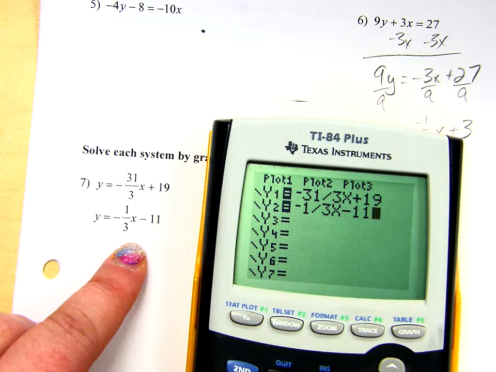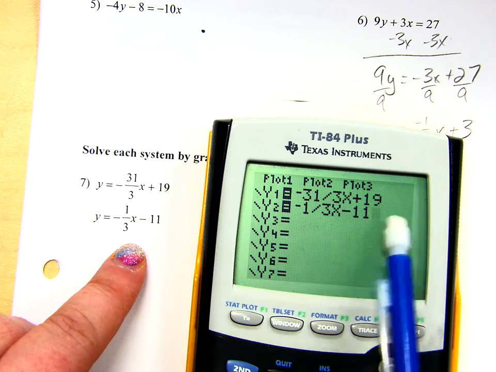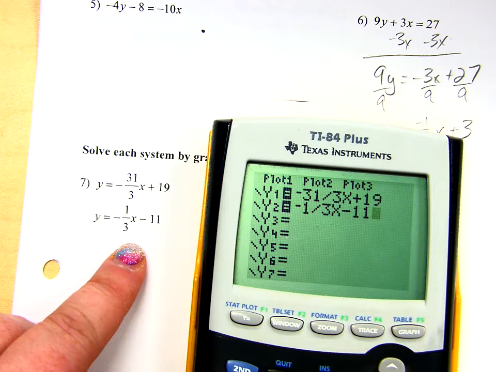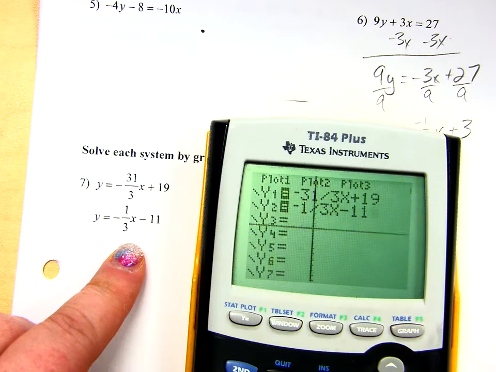So everybody has their two equations entered. Gianna, we're on number 7. The packet from yesterday, yep. So we're just entering those two equations so far. So we can go ahead and try and hit graph. We have no idea what we're going to see, but we'll try it.